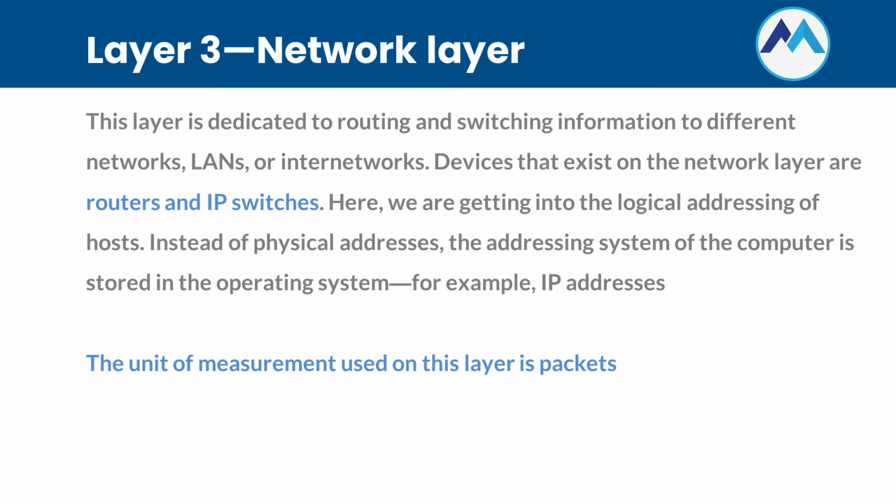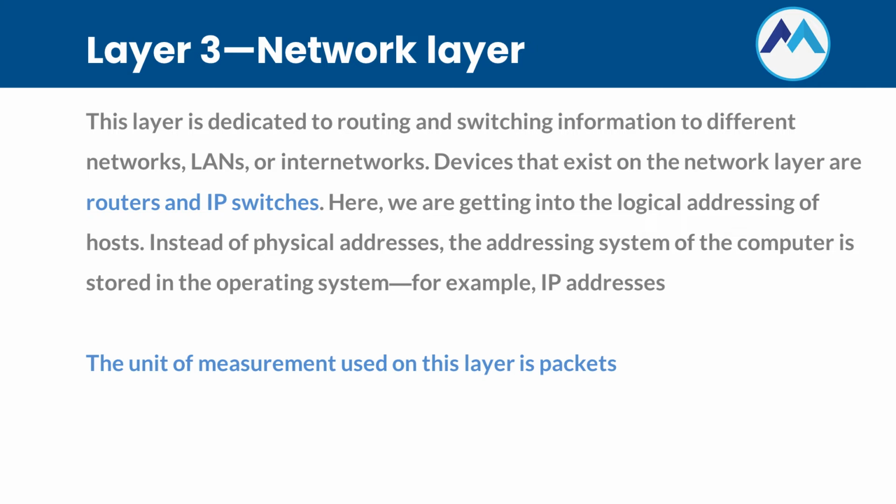Here, we are getting into the logical addressing of hosts. Instead of physical addresses, the addressing system of the computer is stored in the operating system, for example, IP addresses. At this point, you can see that a typical computer will really have two addresses: a physical address such as a MAC address and a logical or software-based address such as an IP address.